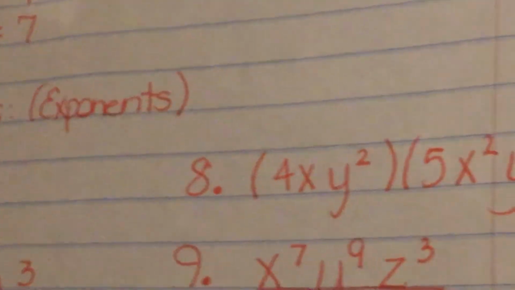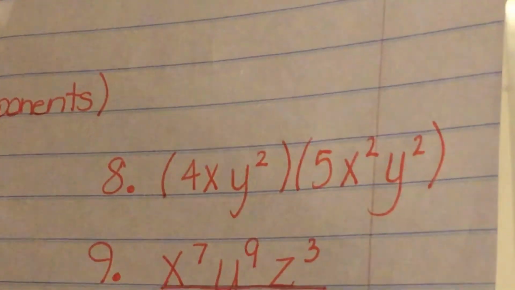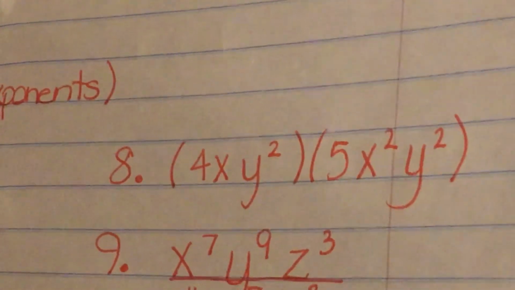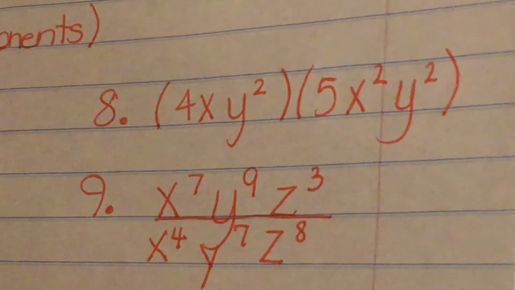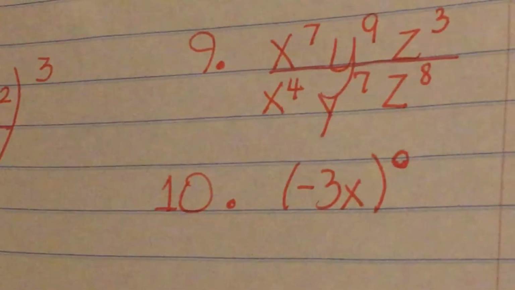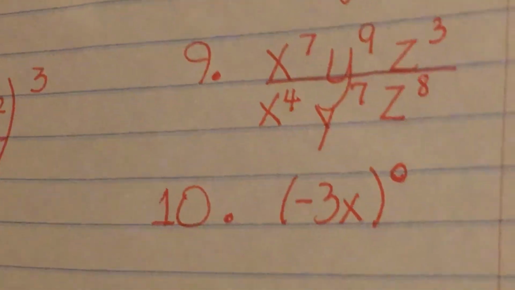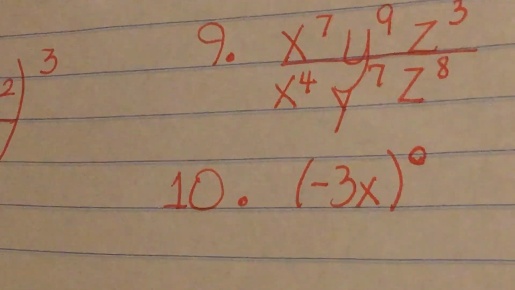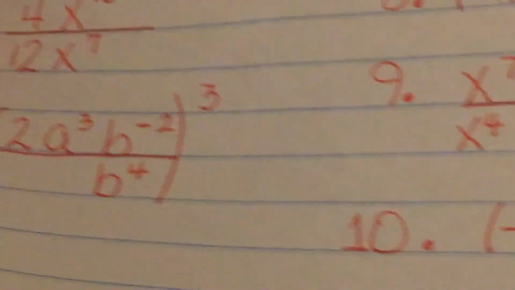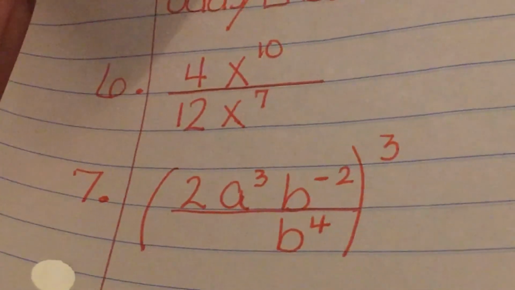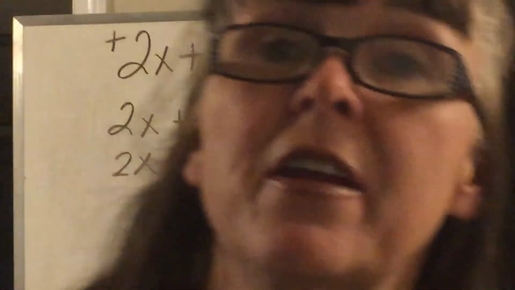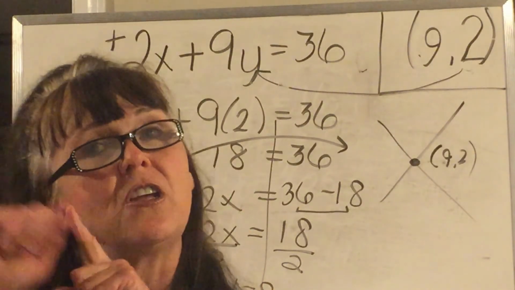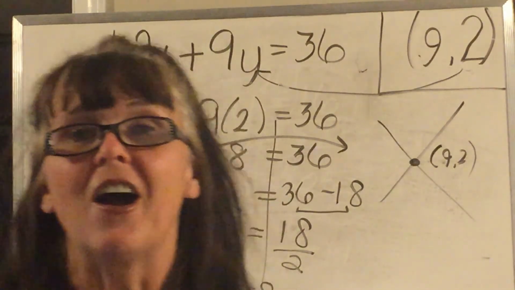And let's see here. There's some more. You know, it's the rules where you multiply numbers, you add exponents; divide numbers, subtract exponents. Anything to the 0 power, like number 10, is 1. Anything to the 0 power is 1. Number 7 is the power rule, if that helps you at all. If you can't see this, then just let me know. I'll send it to you. You know my number.